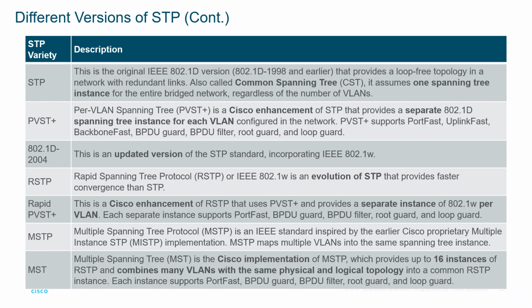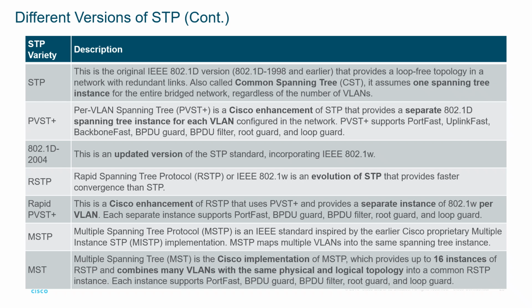802.1D-2004 is an updated version of STP incorporating IEEE 802.1w, which is RSTP. So RSTP, or IEEE 802.1w, is an evolution of STP that provides faster convergence than STP. And I know I just said I wasn't going to read these, but apparently I am. Rapid PVST is a Cisco enhancement of RSTP that uses PVST and provides a separate instance of 802.1w per VLAN. So each separate instance supports PortFast, BPDU guard, BPDU filter, root guard, and loop guard.